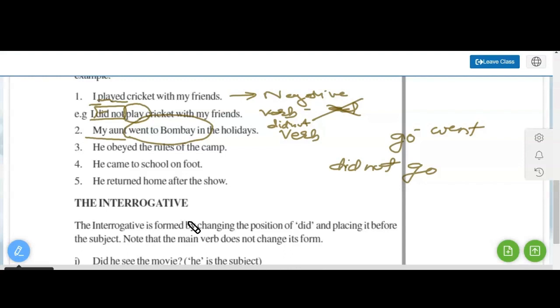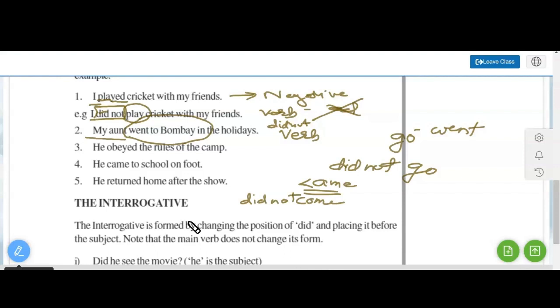The third one is he obeyed the rules of the camp. So he did not obey the rules of the camp. Next one is he came to school on foot. We have to convert it to negative. It becomes he did not come. So came's first form is come, did not come.